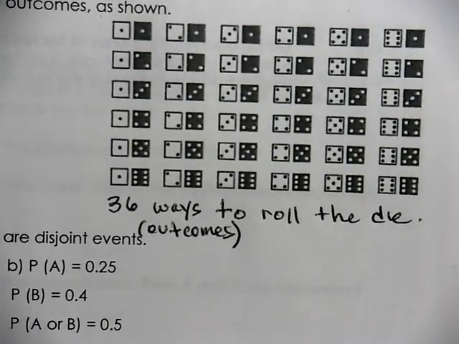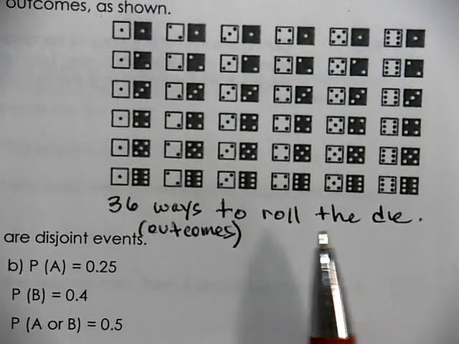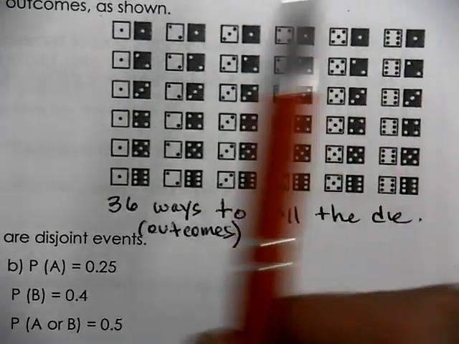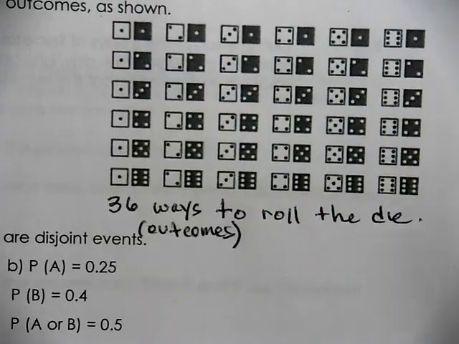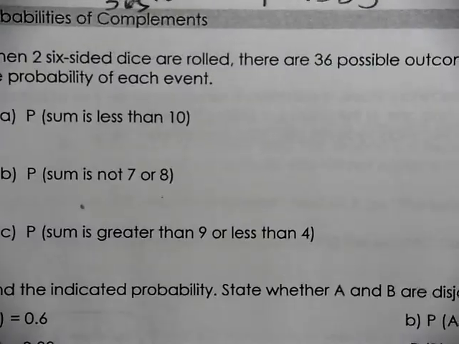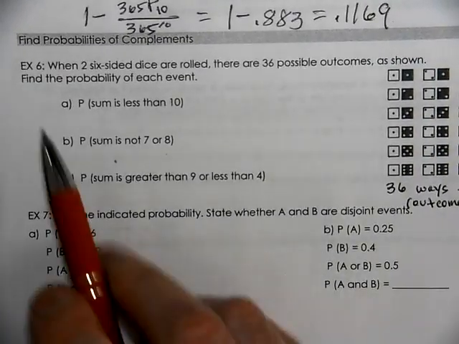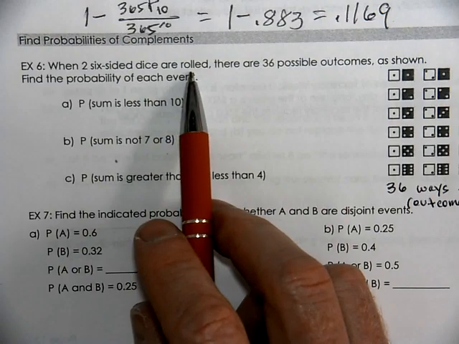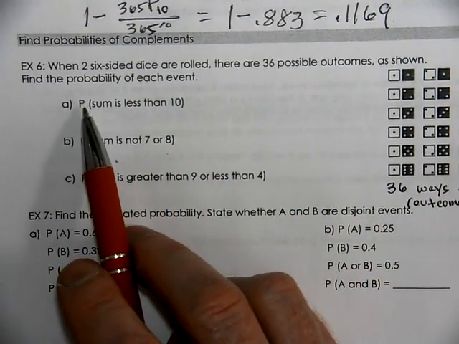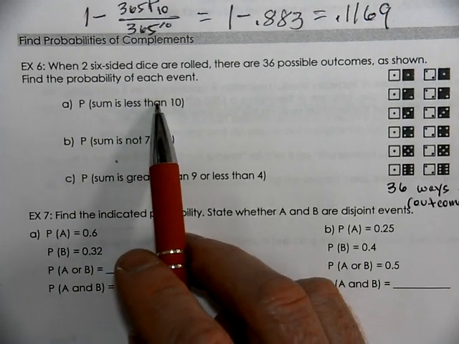36 outcomes. That would be better than saying ways: 36 outcomes to roll the die. These are all of them. You couldn't roll the die in any other pattern. Okay? The outcomes are all there. So, when two 6-sided dice are rolled, what's the probability that the sum is less than 10?